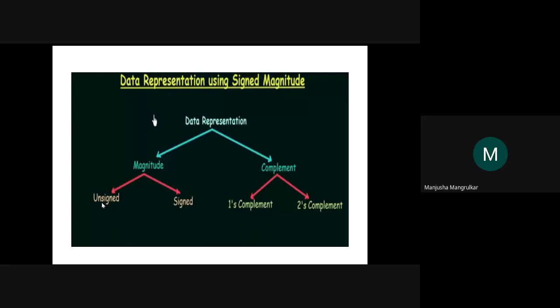That is not the negative data. But signed data has a positive as well as a negative. If it is 5, we can write plus 5 also, that means unsigned 5. But if you write minus 5, then we have to write the minus 5. So signed data has positive and negative, same as 1's complement and 2's complement. This data also has the positive and negative. So now we'll see the signed data.